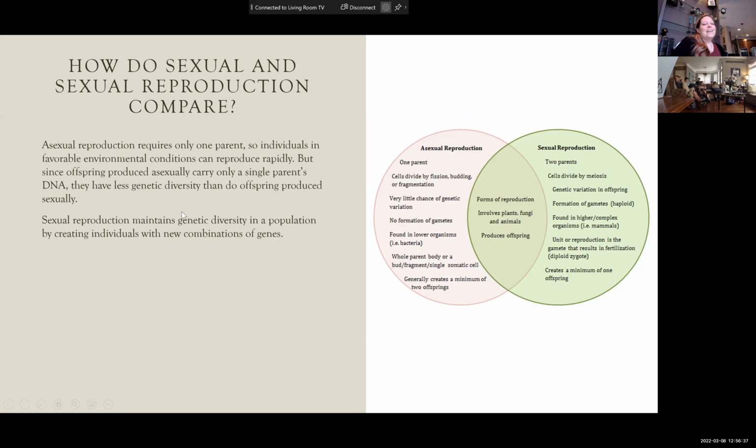We know asexual reproduction requires one parent. And here's where they're similar. They're both forms of reproduction. They involve plants, fungi, animals, and they produce offspring. But here are the differences, and they're pretty obvious. Asexual reproduction uses the whole parent body or a bud, fragment, or single somatic cell. For sexual reproduction, lots of different things have to be involved, whereas asexual creates a minimum of one offspring. In this case, you can create more than one offspring, right? And it depends on the organism.